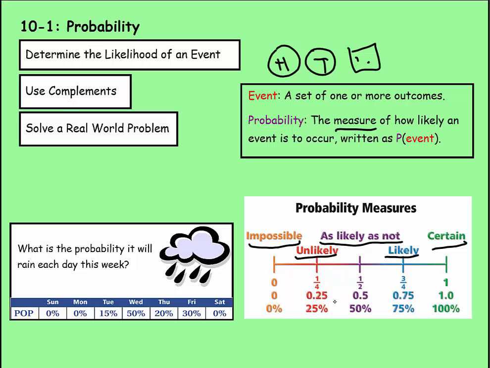So using weather as an example, it asks us what is the probability it'll rain each day this week, and it gives us a bunch of percentages. Well, on Sunday and Monday I could say impossible. Tuesday is pretty close to 0, but I can't call this impossible because impossible is only when it's 0%. So we'll call that unlikely. 50% then is as likely as not. It means that 50% chance it will, 50% chance it won't. Then I would have 20 and 30% also being unlikely, with a 0% chance of rain on Saturday.